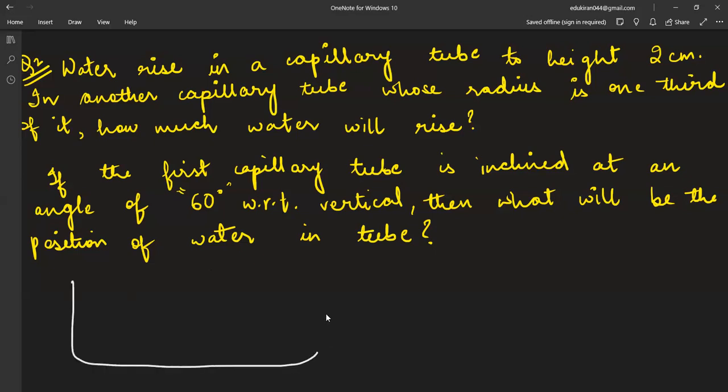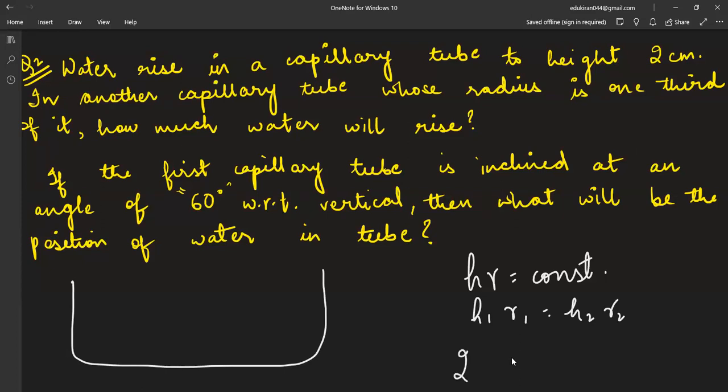See, firstly, height into radius is constant, right? H into R is constant. So we say H1 into R1 is equal to H2 into R2. This I told you, you can easily use in the formula. Now see, it says water rises in a capillary tube to a height of 2 centimeters. Means this height is 2 centimeters. Let's say this radius is R. Then it says second height, how much water will rise? H2 we don't know. But it says radius is 1/3 of it, that is R by 3. So H2 is 6 centimeters.